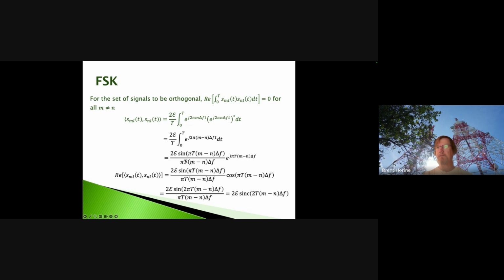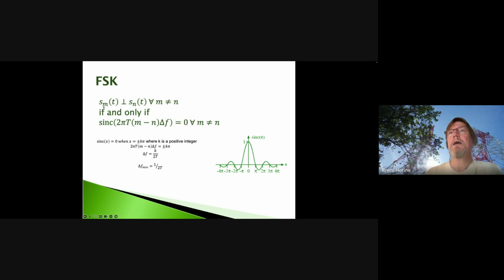And then we recognize this as our little shorthand of this sinc function, right? So actually this turns out to, considering that these are integers, you'll see that this cosine term is always going to be 1, I think, right? So, all right, so for this Sm orthogonal to Sn for every m not equal to n, if and only if, right?